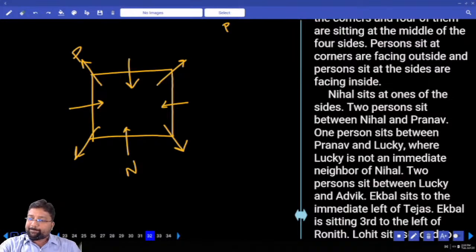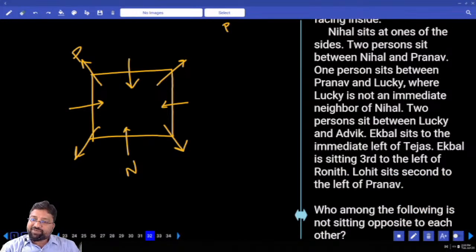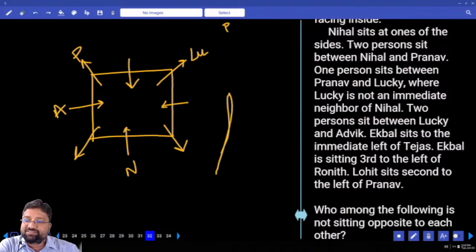Next is what? One person sits between Pranav and Lucky, where Lucky is not an immediate neighbor of Nihal. So one person sits between Pranav and Lucky. This is Lucky, because Lucky is not an immediate neighbor of Nihal. Done? Next, 2 persons sit between Lucky and Advik. Only one possibility. Next, Iqbal and Tejas. Iqbal sits to the immediate left of Tejas. This is the place for Iqbal and Tejas.